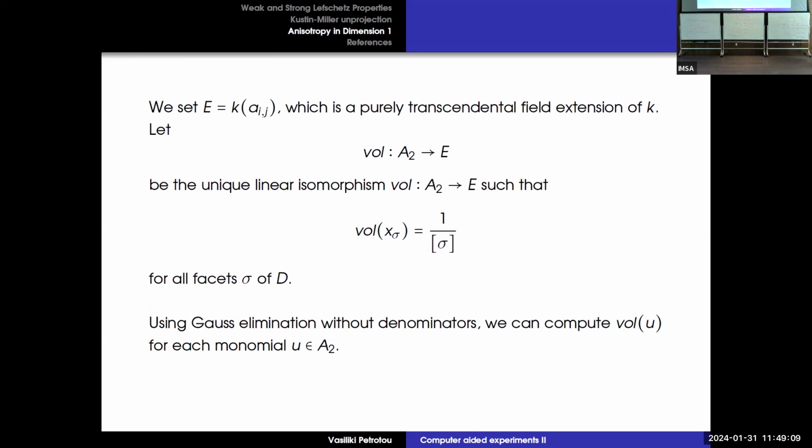We have this relation that bracket sigma is equal to bracket tau. We denote by volume from A to the field, the unique linear isomorphism, which is defined like this, 1 over bracket sigma. We have different names for this: volume, psi in the original Petrotou, degree. Many different names for the same thing. And using again the Gaussian relation without denominators, we can compute volume of U for a monomial U in A.